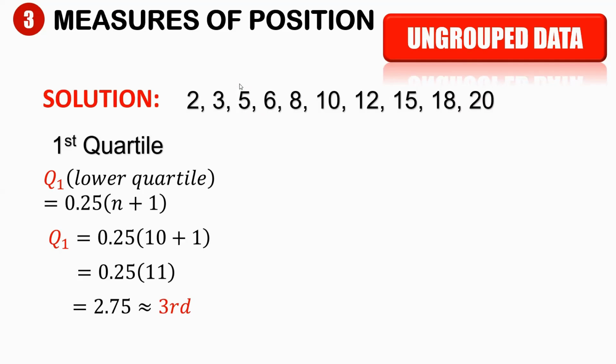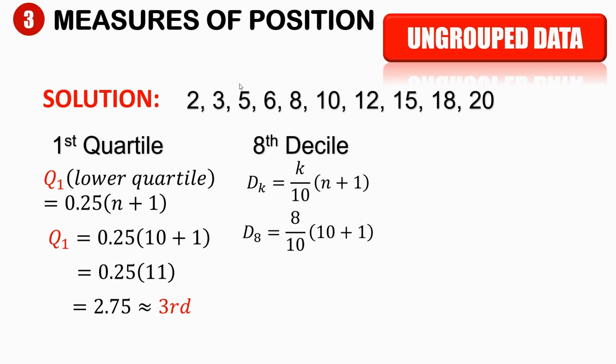Now let us take a look at the 8th decile. The same thing, we use the formula for the decile, d sub k is equal to k over 10 multiplied by n plus 1. What will be the value of k here? k is the position that we are looking for, so k is equal to 8, and our n is equal to 10. Now let us simplify: 8 over 10 times 11 is equal to 8.8. Rounding up, that is approximately the 9th position, which is equal to 18.